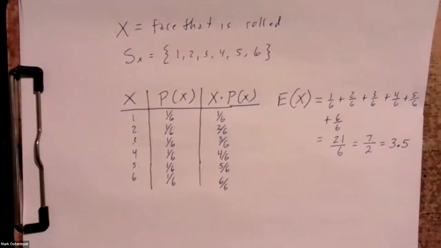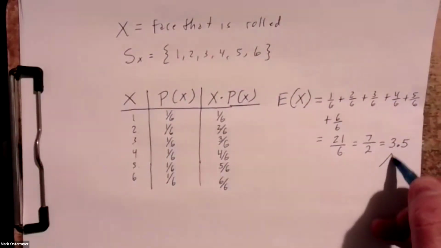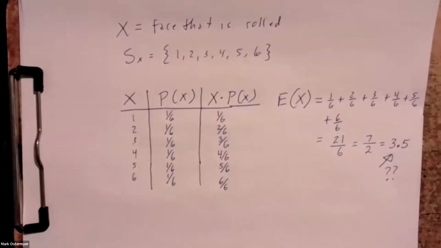Now, I got a question for you later. If I roll this one die once, could I roll a face of 3.5? No. Impossible. All I could roll is either a 1, 2, 3, 4, 5, or 6. So what is this saying? How do we interpret what the expected value is saying here? Tell you what it's saying.